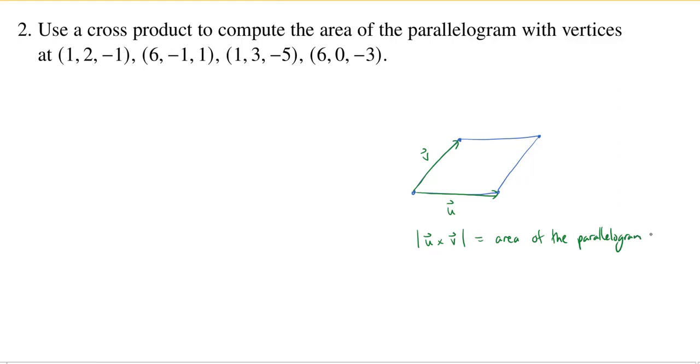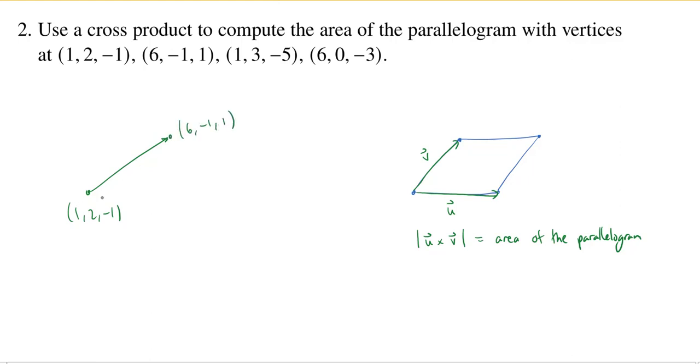So the key here then is going to be to set up something of this form. And what we can do is to fix one of these points as one of these vertices. So how about let's go in order 1, 2, negative 1. So I have this point here, 1, 2, negative 1. And I'm going to connect it with a vector to one of the other points. So there's going to be a vector, and I want to get over to 6, negative 1, 1.